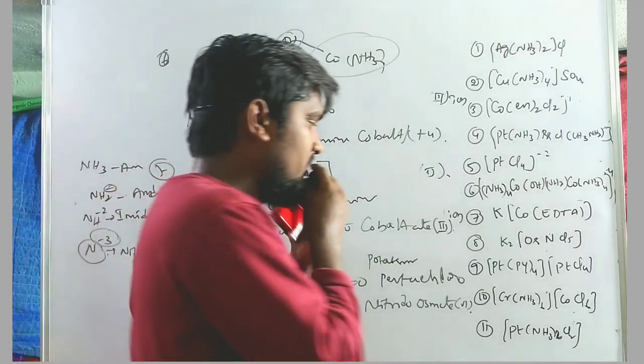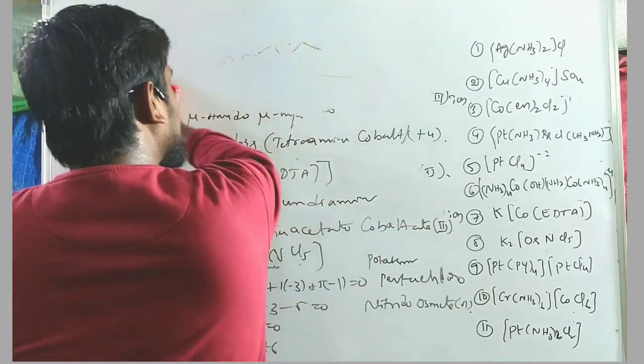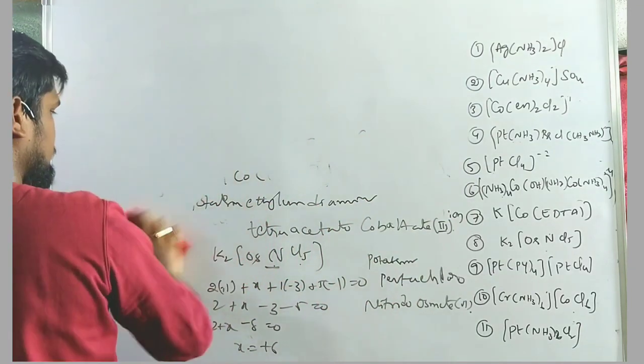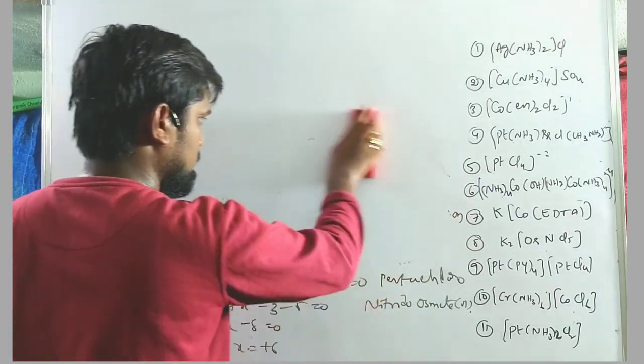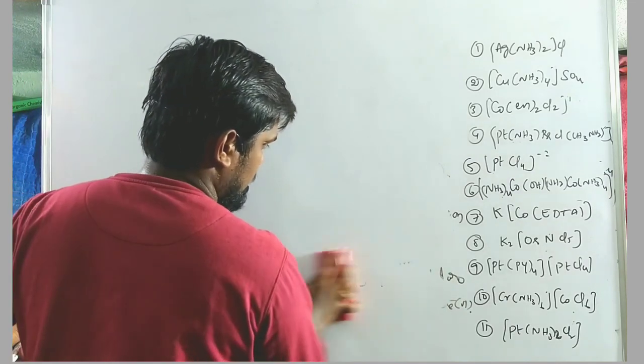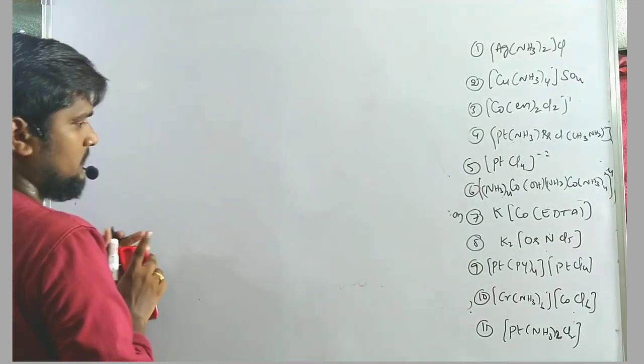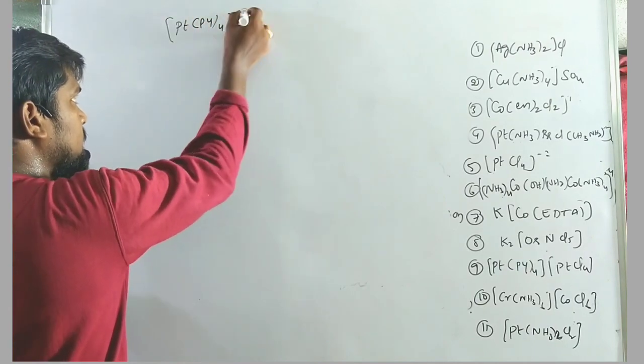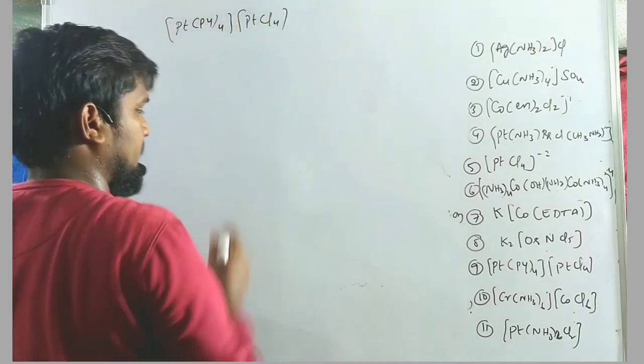Now the ninth example is platinum, pyridine 4 times, platinum Cl 4 times.